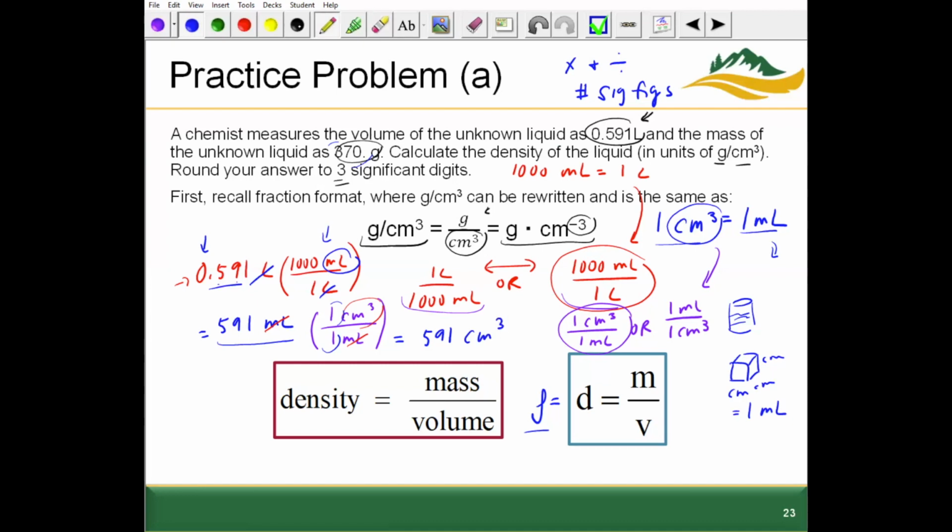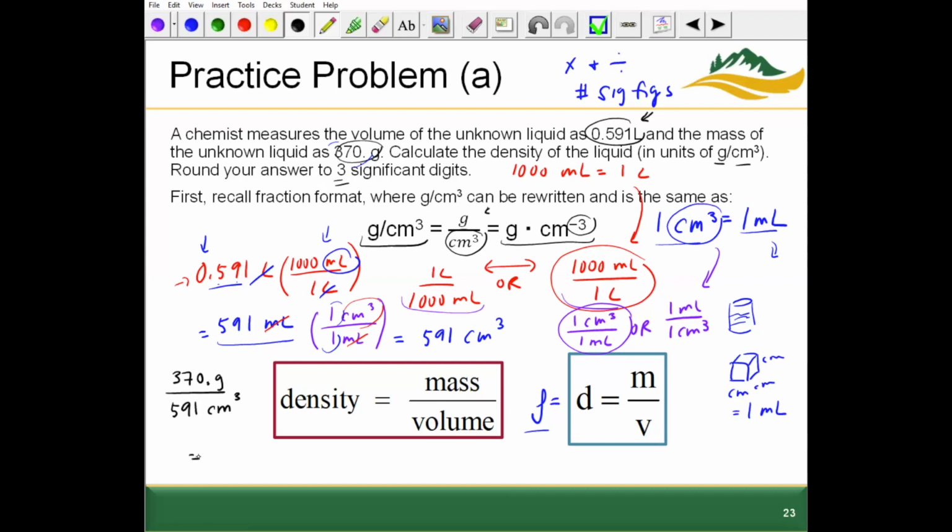centimeters cubed. Now for the last step, we need to take the mass, or 370 grams, divided by 591 centimeters cubed. We can see that when we are dividing and deciding on the number of sig figs in our final answer, there are 3 sig figs here. This decimal point is here, so 1, 2, 3. That's also 3 sig figs.